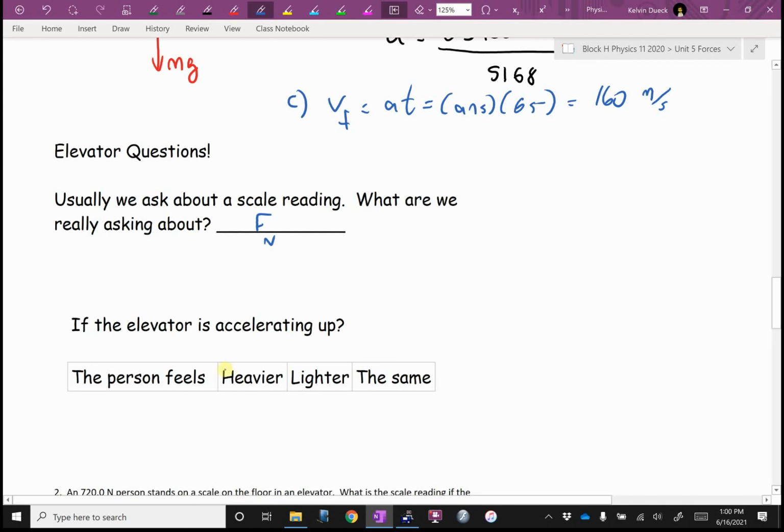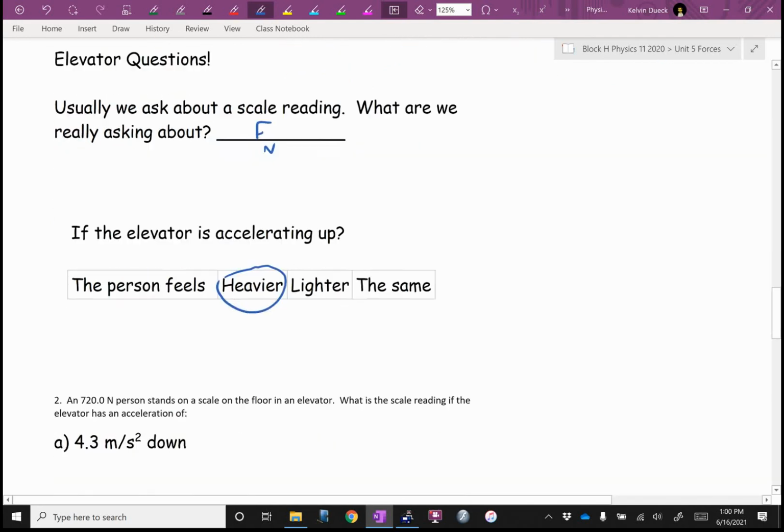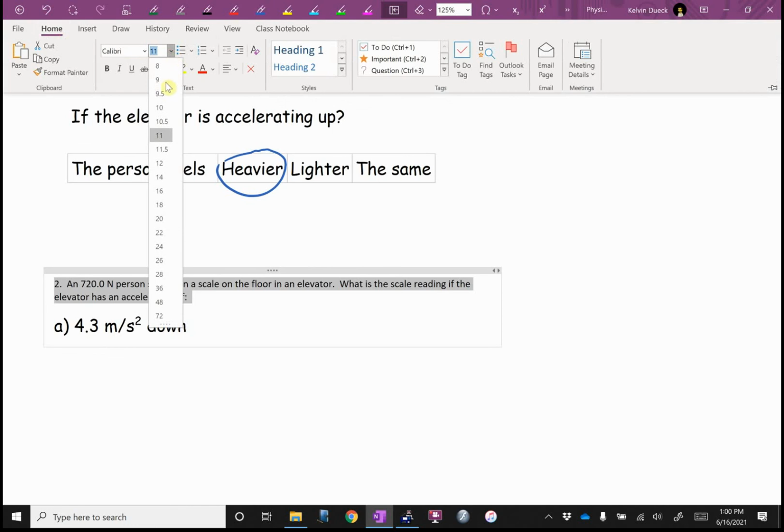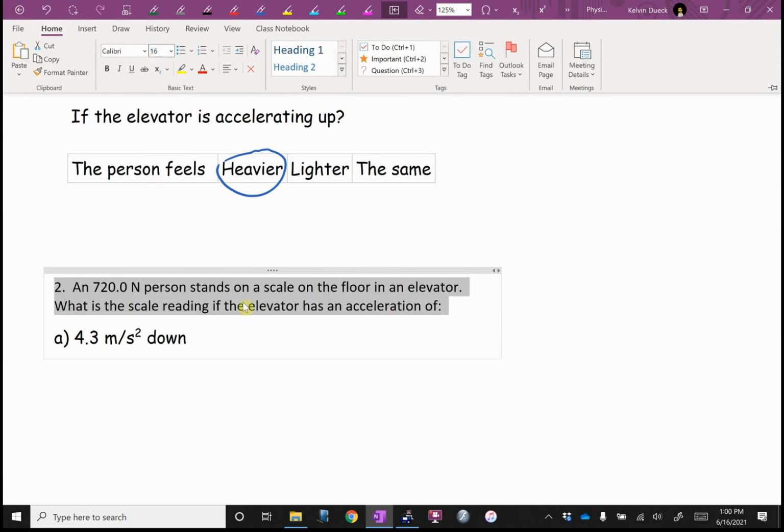So, heavier. So, example 2. Let's make this font a little larger so that all you rebels sitting in the back can see it better. Can you read that okay, Camille? Is that big enough now? Okay.